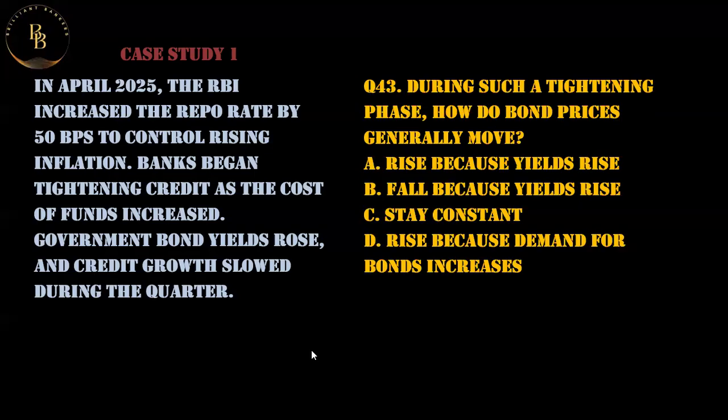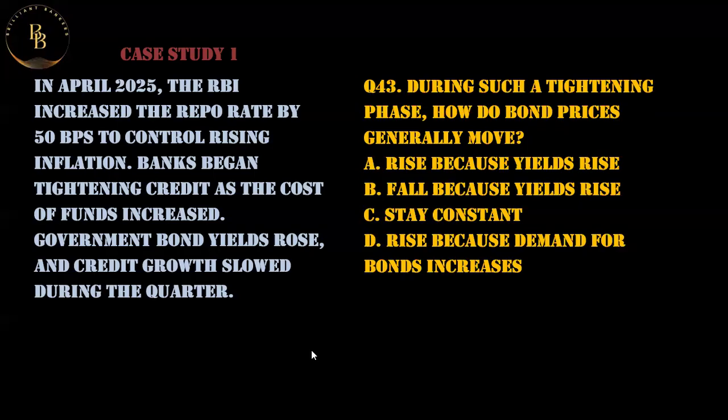It rises because of the yield rise. It falls because the yields rise. It stays constant, or rises because demand for bonds increases. What is the answer?